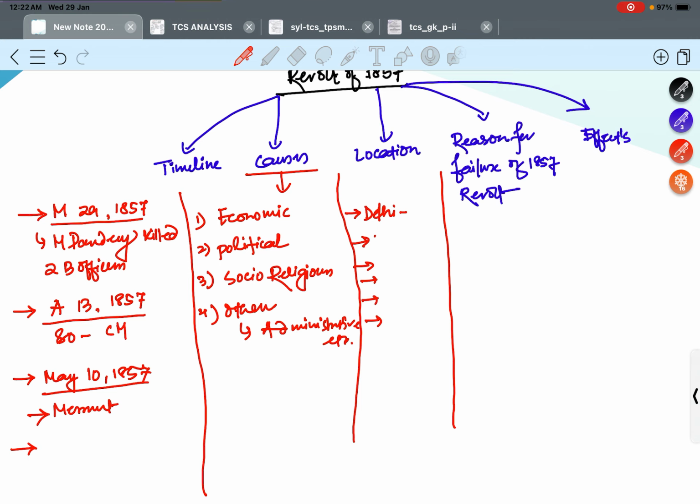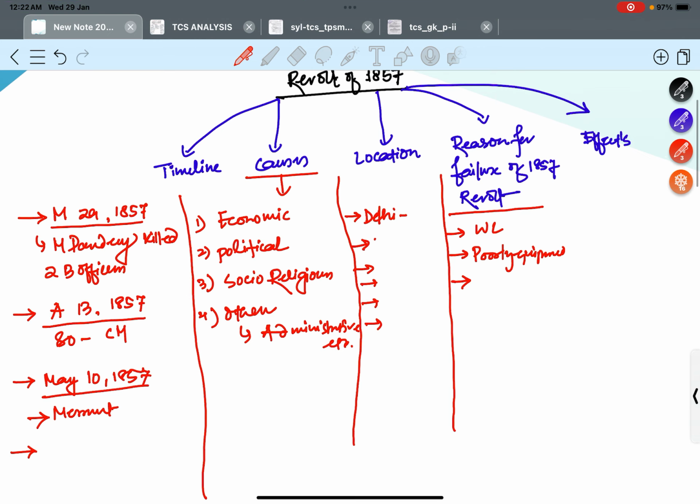Now, reasons for the failure of the 1857 revolt. There are many reasons, for example weak leadership. Indian soldiers were poorly equipped. They had no proper equipment, no proper planning. Then poor cooperation from society. There were many reasons. So if you do these reasons in detail, this will be done for the reasons for failure of the 1857 revolt. Now next is effect.